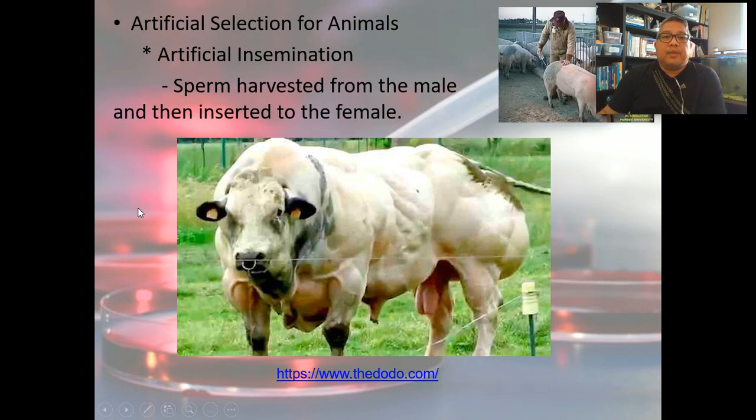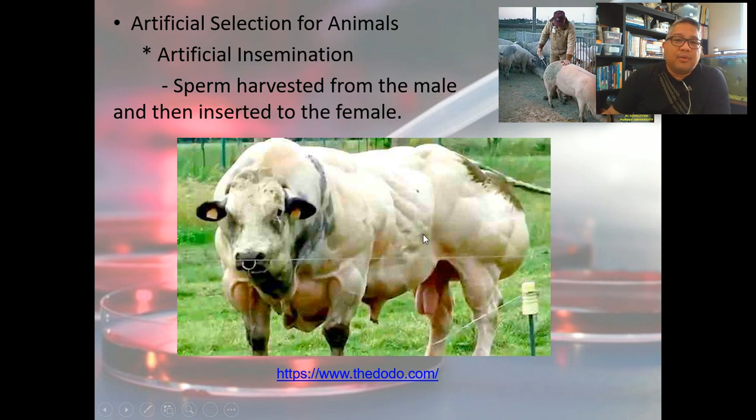Artificial selection is not only for plants but for animals too. In this case, this one is artificial insemination. Basically, you're getting the sperm from the male and then inserting the sperm into the female. Like this guy here, what he's doing now is inserting the sperm from the male into the female.